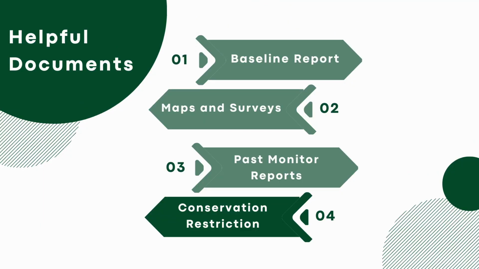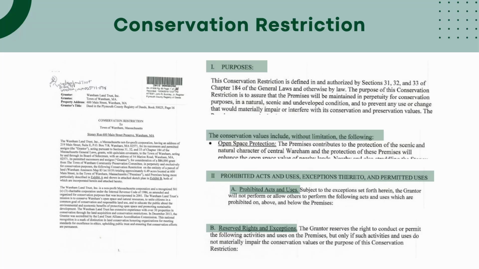The conservation restriction is a long document. You are welcome to read it all, but the most important pieces for monitoring purposes are the conservation values, located under Section 1, the prohibited activities, and permitted activities, often documented as reserved rights, both located under Section 2. Look for these headings when reading. If you notice any activities in the field that are specifically listed under the prohibited activities, be sure to document them in your report.